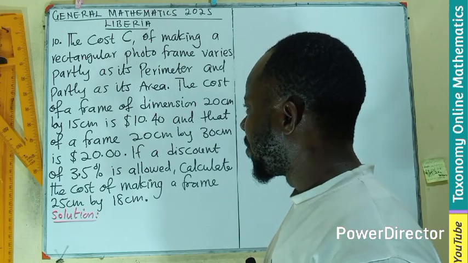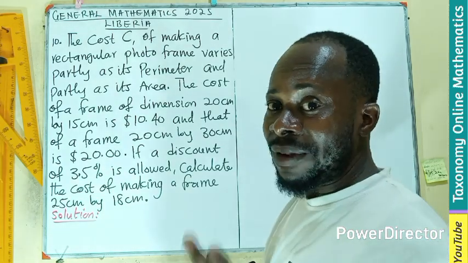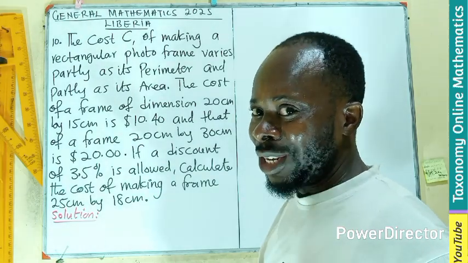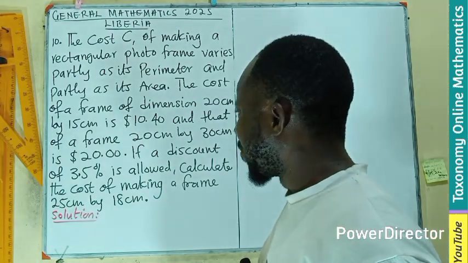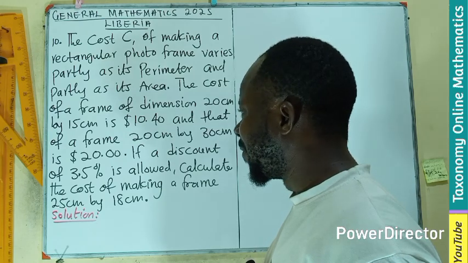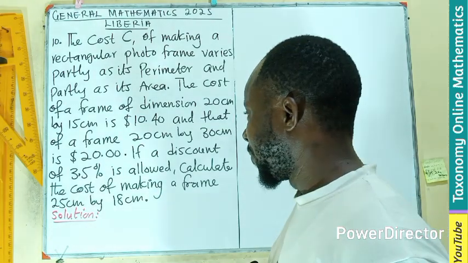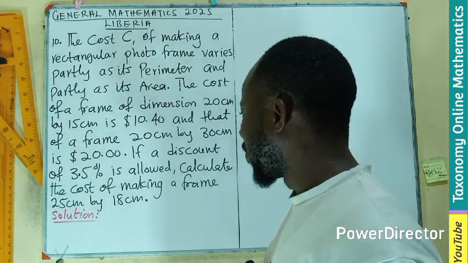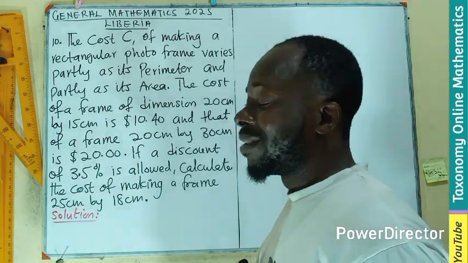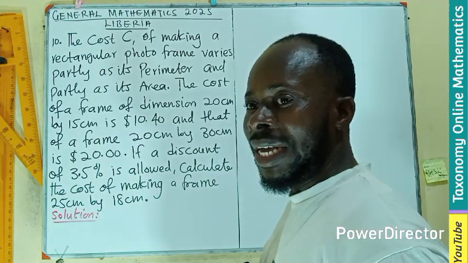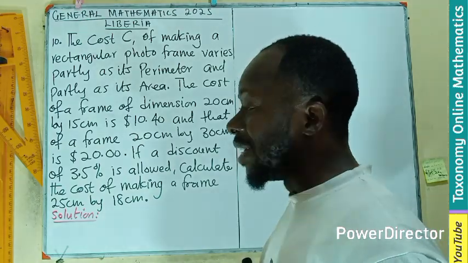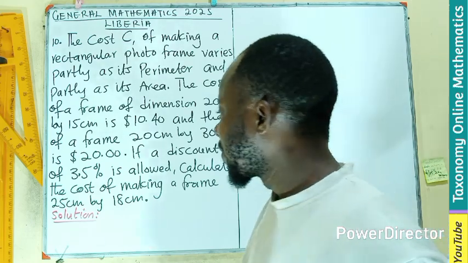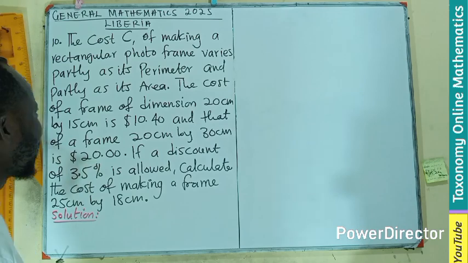The cost of a frame of dimension 20 centimeters by 15 centimeters is $10.40, and that of a frame 20 centimeters by 30 centimeters is $20. If a discount of 3.5% is allowed, calculate the cost of making a frame 25 centimeters by 18 centimeters. So this is a question on variation. Let's first pick the variation.